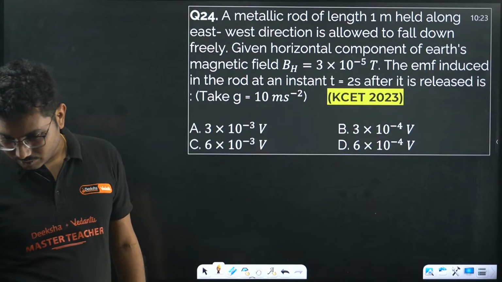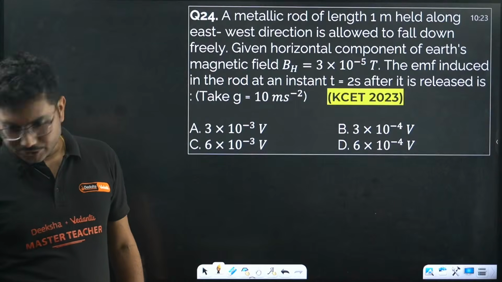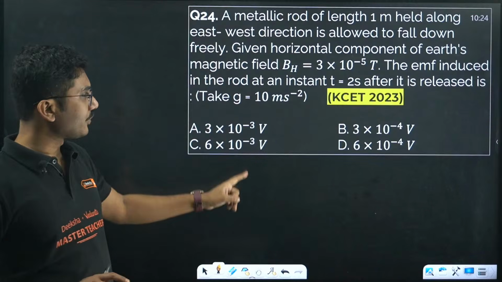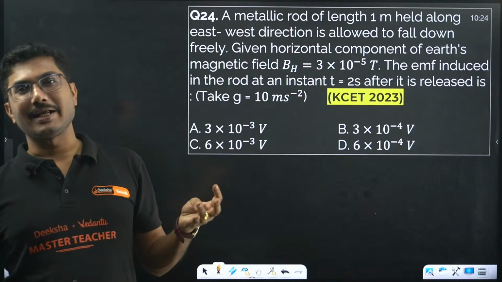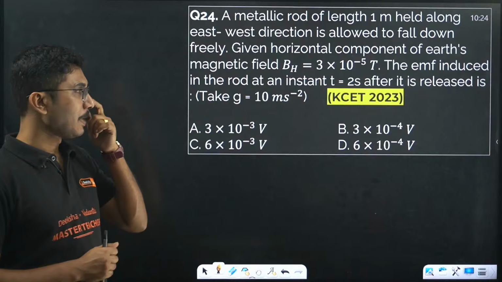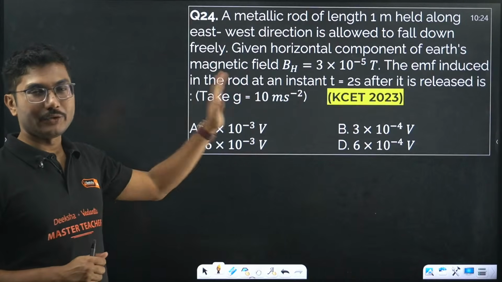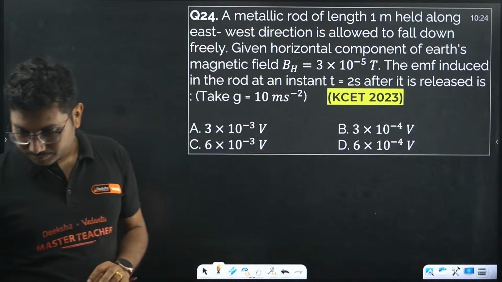What, Shesharao? Repeat? Sir, how many questions are left? 24th question is there. After that 25, 26, 27, 28, 29, 30. Okay, 6 more questions including this 7th question. Not many questions are there. I am planning to close the session by 11, so please help me.